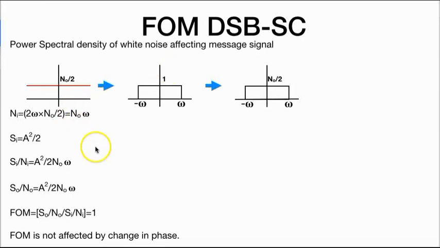Figure of merit of DSB can be calculated. Like figure of merit, I have shown here the power spectral density. What power spectral density is has already been discussed by me in my previous lecture on random variables and process. So if you don't know the power spectral density, please go through that lecture and you'll come to know what exactly the PSD of a signal is and how it is calculated.